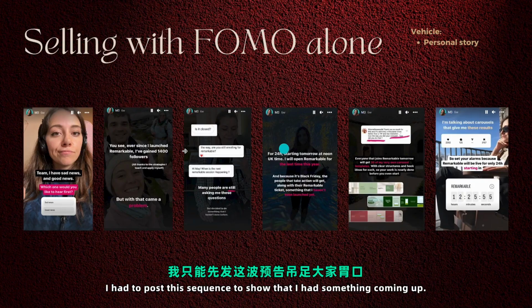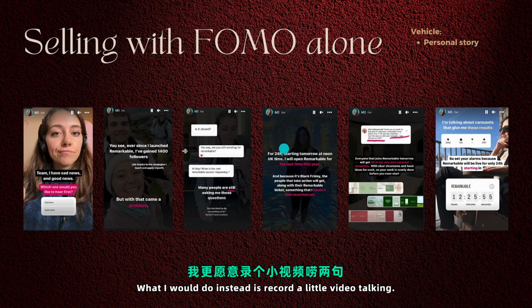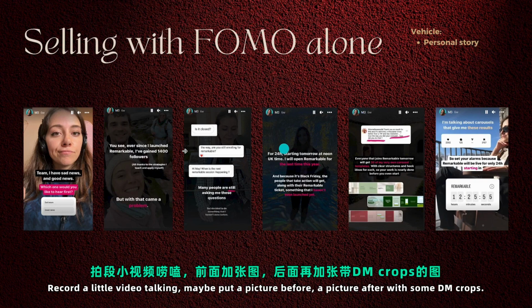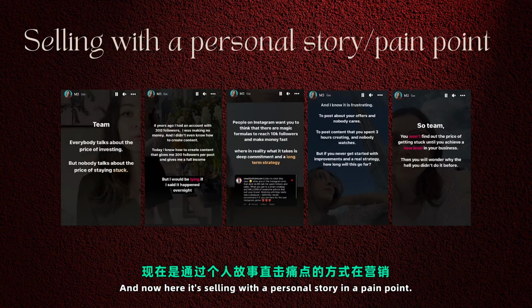I had to post this sequence to show that I had something coming up, but if I were to post something like that on a day-to-day basis, what I would do instead is record a little video talking, maybe put a picture before, a picture after with some DM crops. Because if you do this on a day-to-day basis, your reach is going to drop a lot. And now here it's selling with a personal story and a pain point.